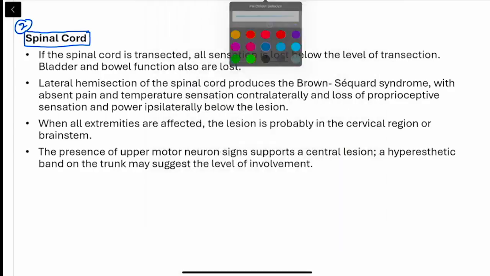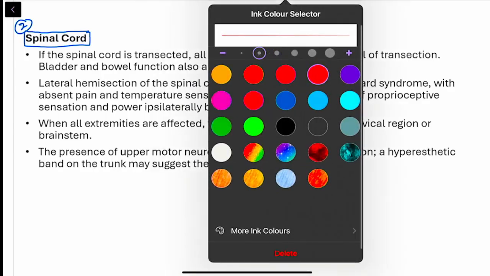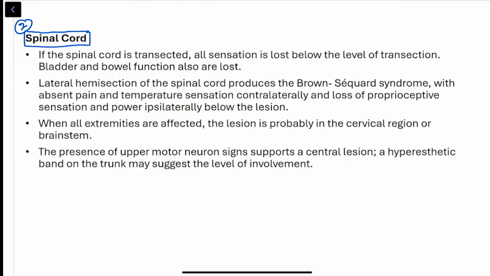For example, if the spinal cord is transected, all sensation is lost below the level of transection. Bladder and bowel function are also lost, right? If lateral hemisection of the spinal cord occurs, it will produce Brown-Séquard syndrome. Now, what is Brown-Séquard syndrome? Brown-Séquard syndrome means there is loss of pain and temperature on the contralateral side, and loss of proprioception and power on the ipsilateral side.